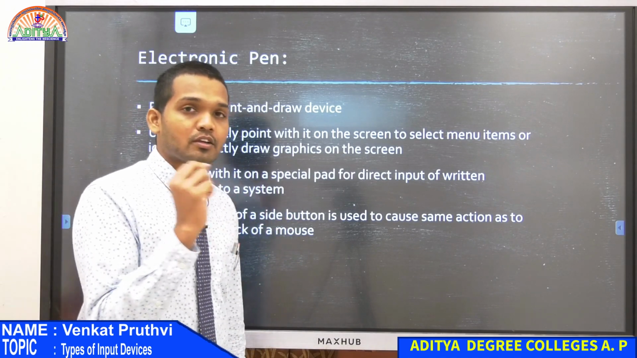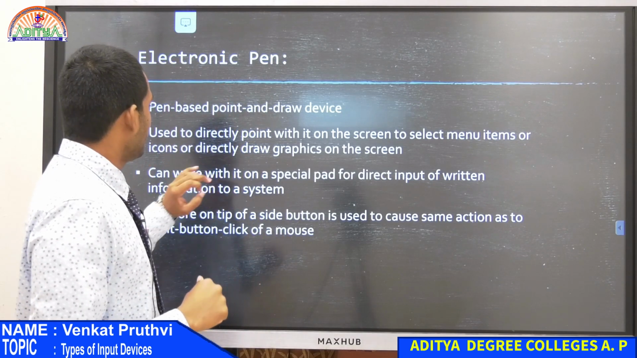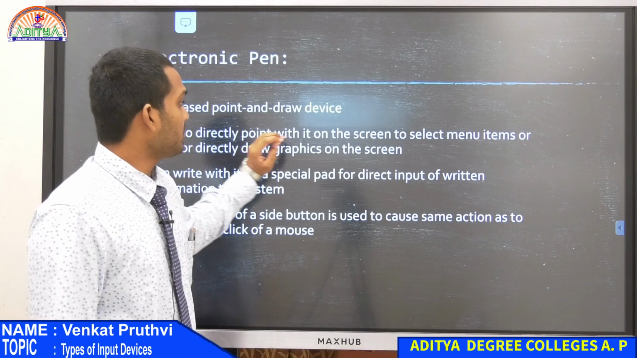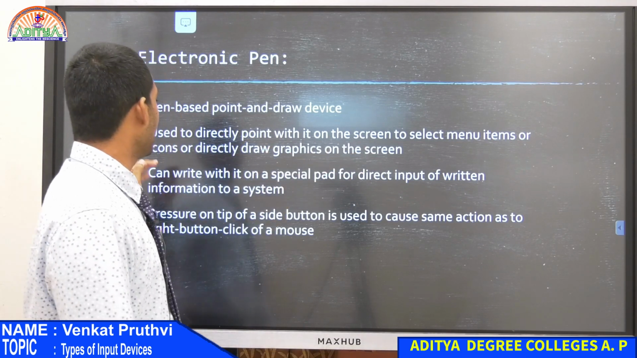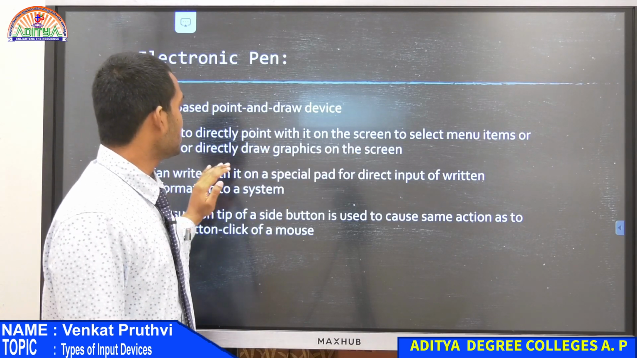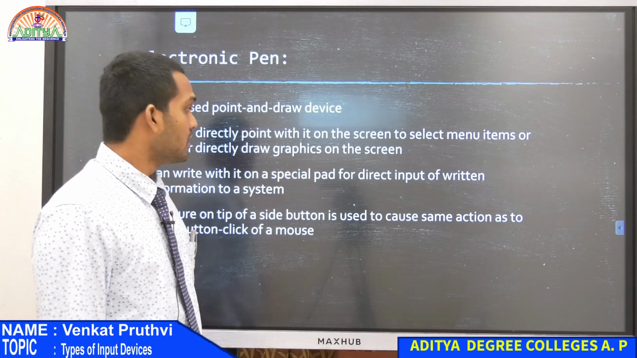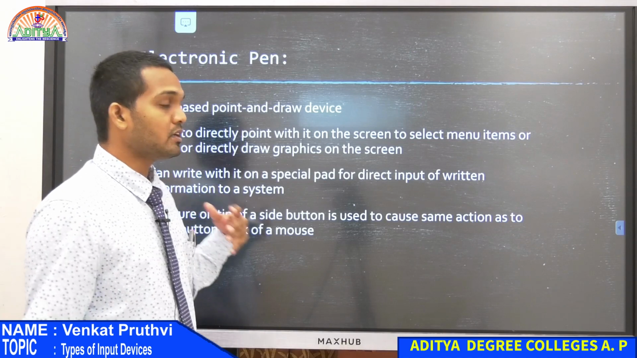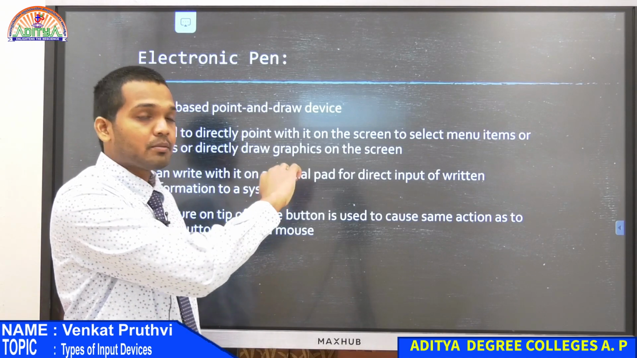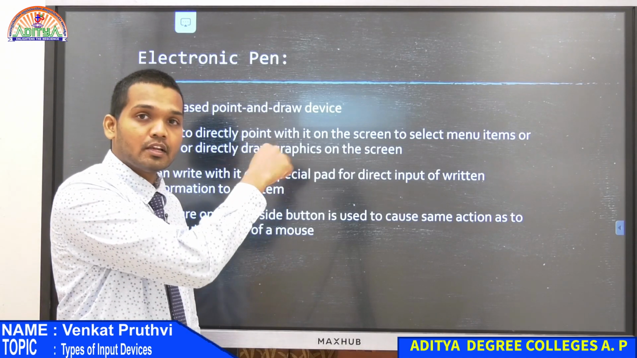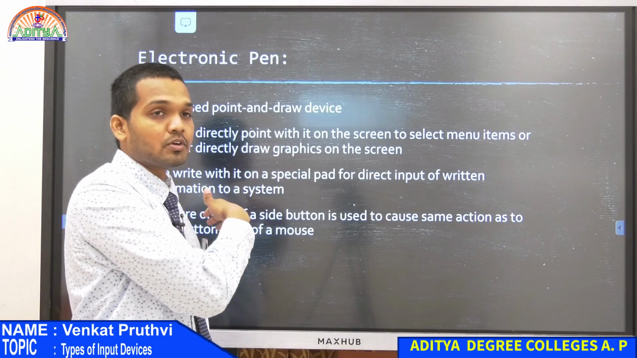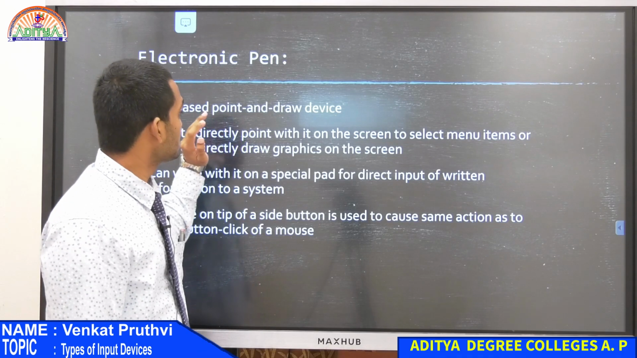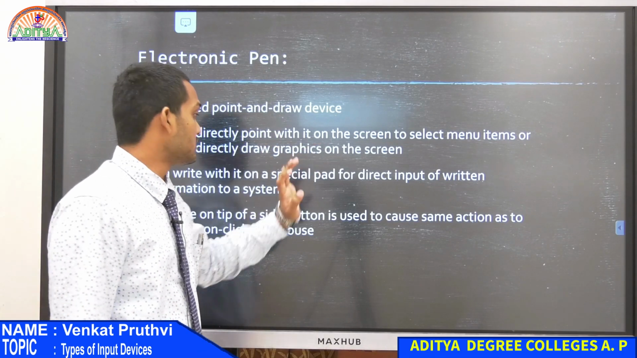It used to be thin and tall. What it is used for is to directly point with it on the screen to select menu items or icons, or directly draw graphics on the screen. First we will see what it is used for. It is used to point or select items that are present on the screen, and also directly draw graphics. We were talking about the lines, shapes, freehand curves, right? All that can be drawn with the help of this pen based point and draw device.